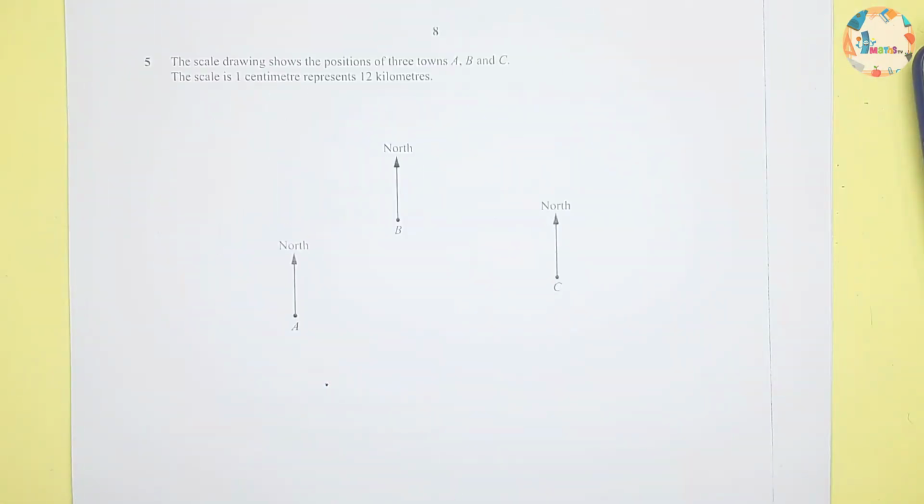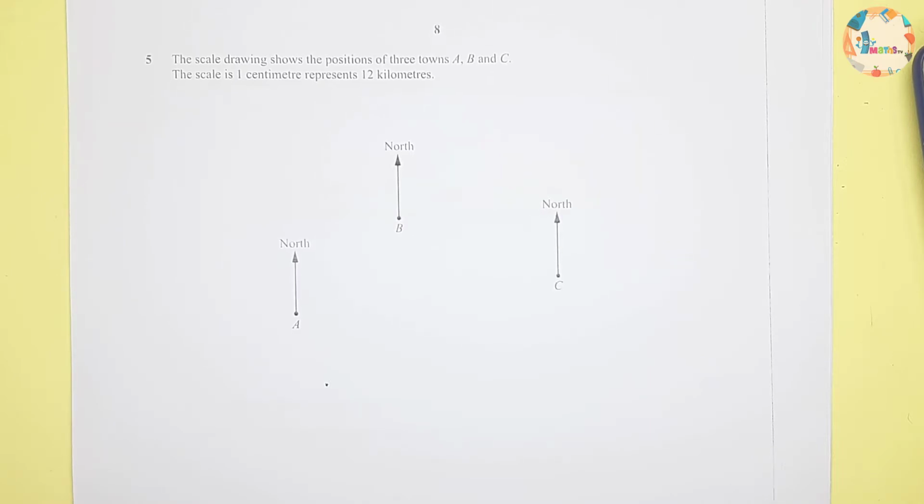And then question number 5, and this is basically a bearing question, I think. The scale drawing shows the positions of 3 towns A, B, C. The scale is 1 centimeter represents 12 kilometers. Okay, so find the actual distance between town A and B.